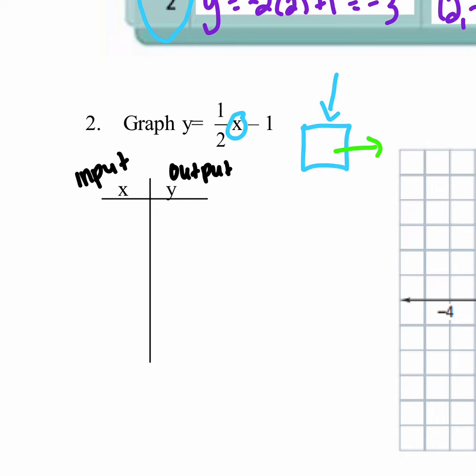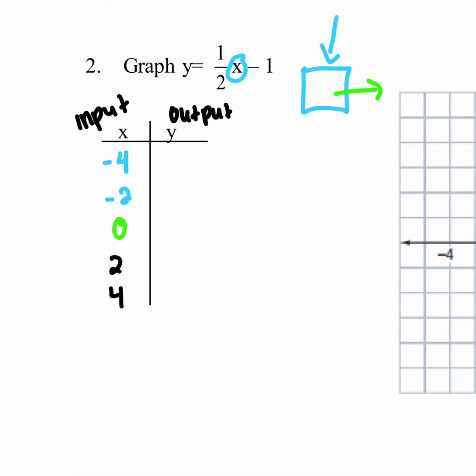So for example, if I pick -4, right? 1/2 times -4, well, that's just -2. And then -1 would give you -3. I'm going to go ahead and pick -2, pick 0, pick 2, and pick 4. So we usually always try and do 2 negatives, meaning pick 2 negative x values, always do 0, and then pick 2 positives.